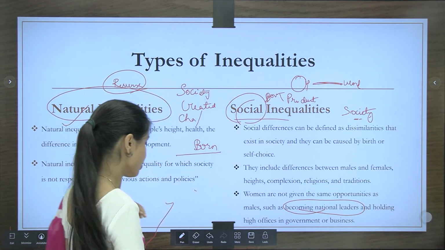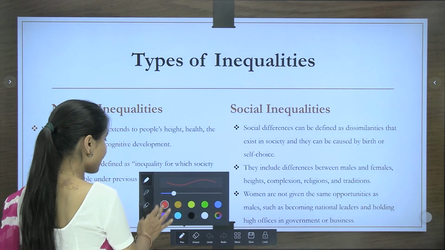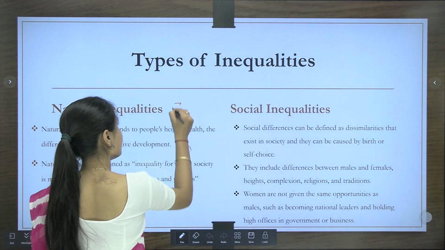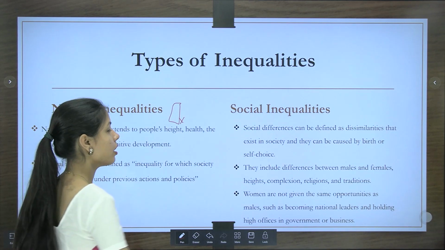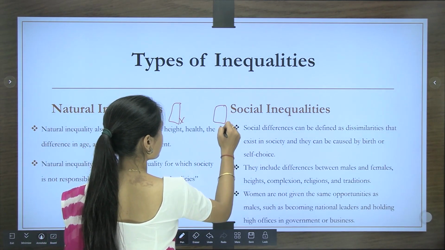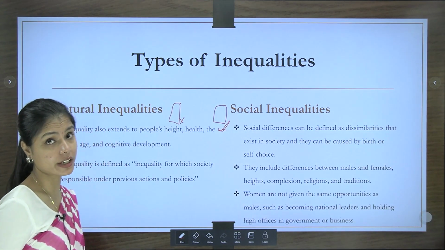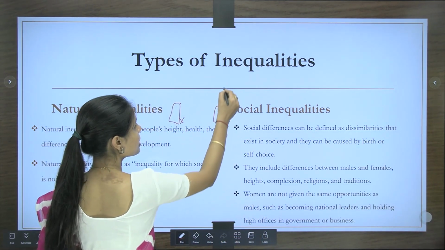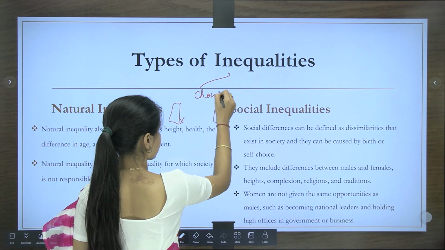So what is the conclusion? So here is the conclusion. Scholars say we can't divide this into watertight compartments and say, okay, this is natural inequality, so we can't do anything about it. Okay, this is social inequality, so let's say we can do something about it. Let's have certain schemes for it. But what is the solution? The solution is you need to look at inequalities from the perspective of choice.